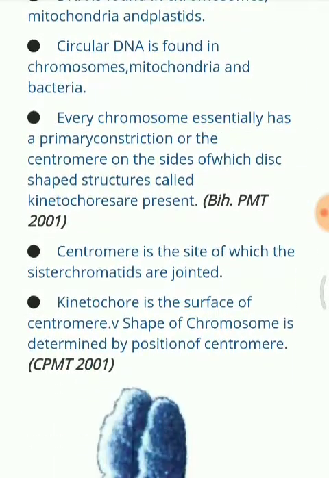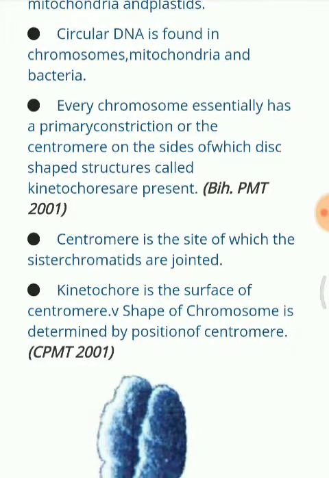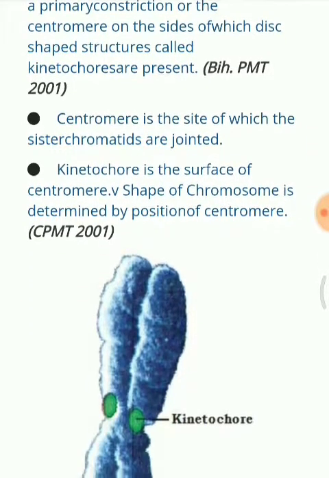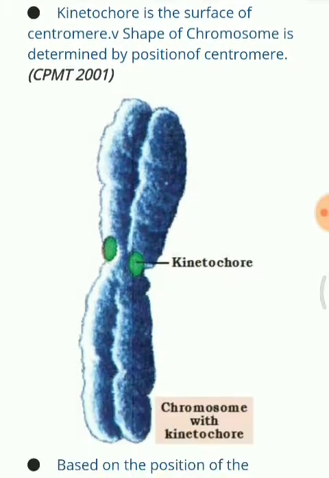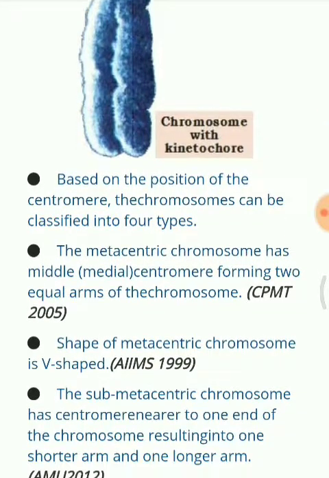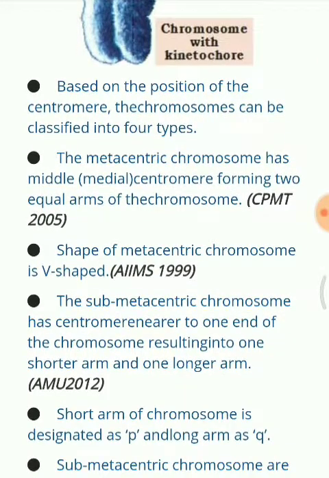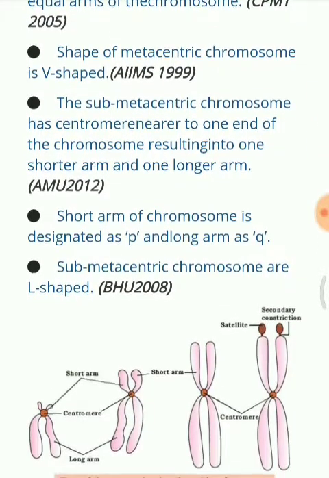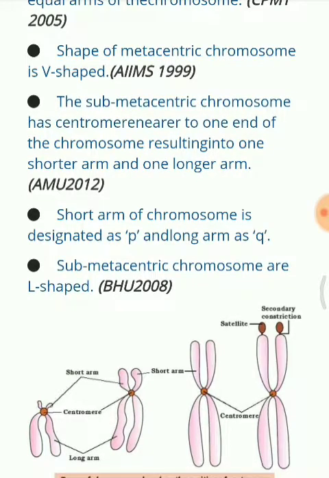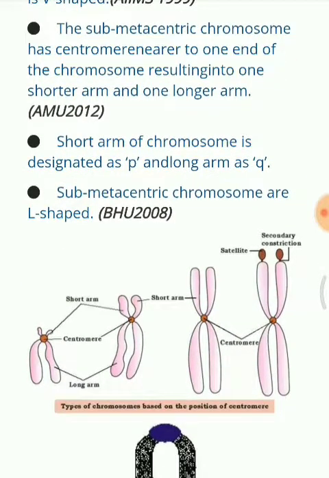Every chromosome essentially has a primary constriction or the centromere, on which disc-shaped structures called kinetochores are present. A centromere is the site at which the sister chromatids are joined. Kinetochore is the surface of the centromere. The shape of a chromosome is determined by the position of the centromere. Based on the position of centromeres, chromosomes can be classified into four types. The metacentric chromosome has a medial centromere forming two equal arms of the chromosome. The shape of a metacentric chromosome is V-shaped. The submetacentric chromosome has a centromere nearer to one end of the chromosome, resulting in a longer and a shorter arm. The short arm of the chromosome is designated as p, whereas the long arm is designated as q.